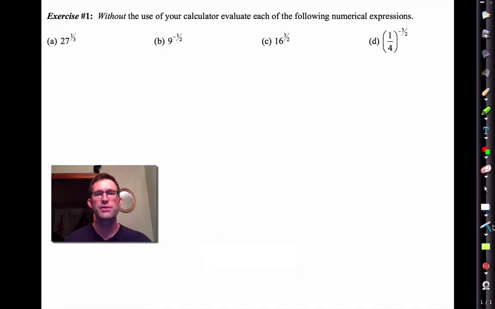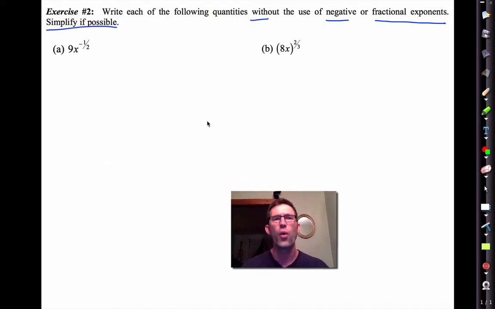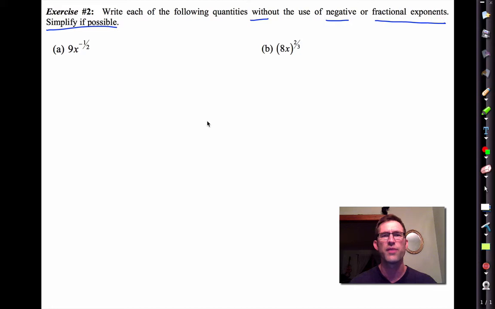All right, let's take a look at exercise 2. Exercise 2, write each of the following quantities without the use of negative or fractional exponents, and then simplify if possible. So I'd like you to try both of these as well. Take a little bit of time to do this. You're not doing that much in these problems, okay? So don't overextend. All right, let's go through them.